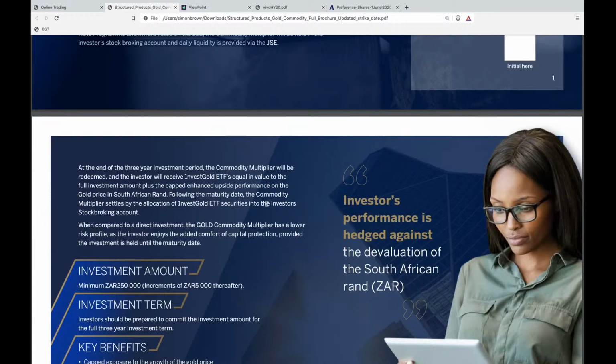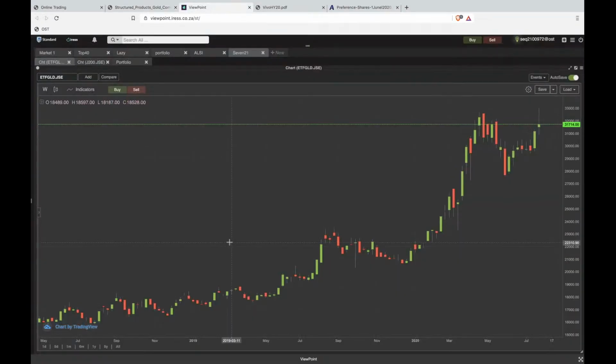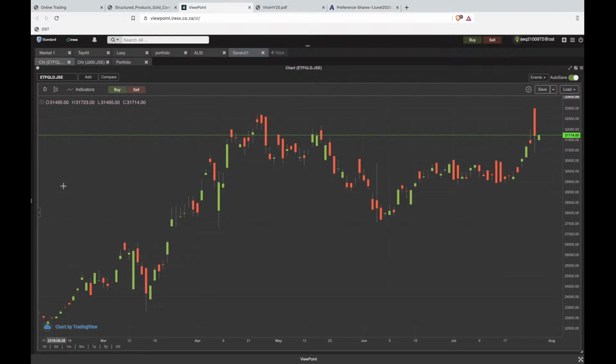At the end of the 3-year investment it will be redeemed, and the investor will receive one Invest Gold ETF equal to the full investment. So it's important you're not going to get paid out in cash. In essence, you will get paid out in terms of a gold ETF, which of course you could then go and sell. You then own that ETF. There might be some rounding in it. What's it trading at? 317 ZAR and a couple of cents. That's a weekly chart. Let's drop it to a daily chart. So you're going to get paid out the ETF, and it'll be pro rata to whatever the value is at that point, of course, however it has worked.